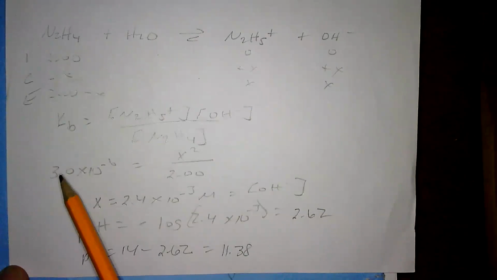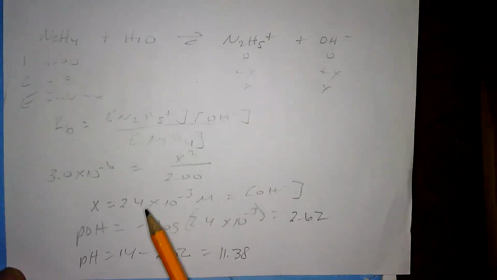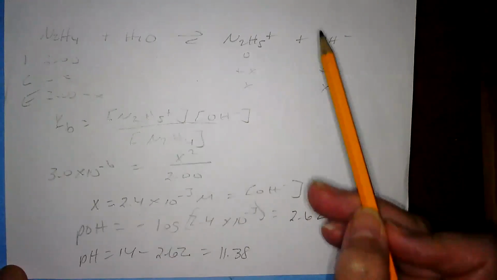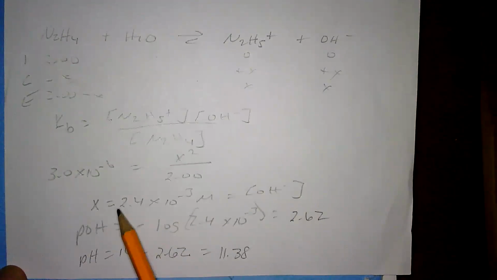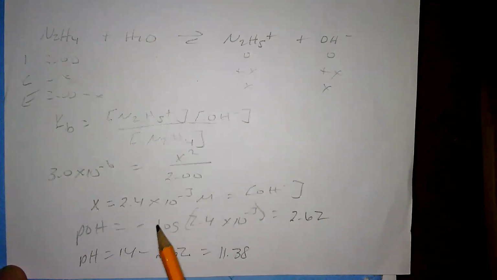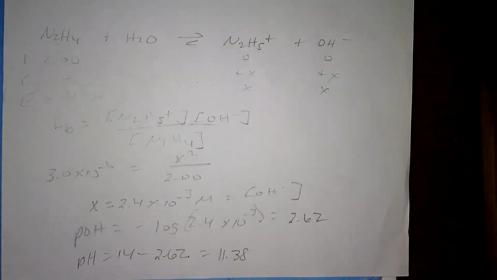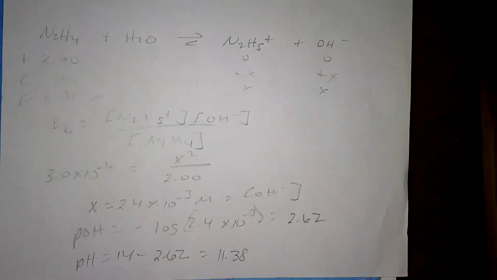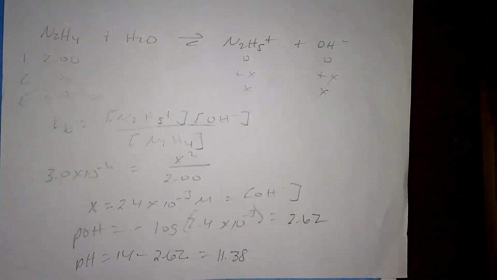We multiply both sides by 2.00. That'll give us X squared. Take the square root of both sides, and that'll give us X. So X equals 2.4 times 10 to the minus 3. And that is the hydroxide ion concentration. So we can't figure out the pH directly from this number because it's not hydronium. But if we take the negative log of that number, that'll give us the pOH. And when we subtract it from 14, then we'll get our pH. So we have just a little bit of an extra step in there in that we have to figure out the pH from the pOH in the bottom of a weak base problem.